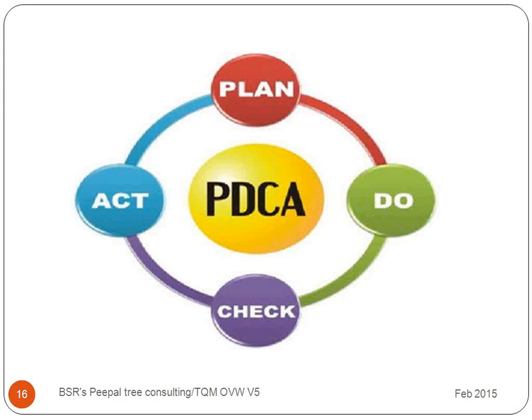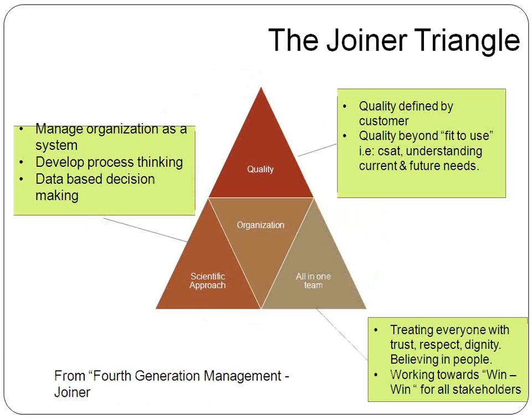Every aspect of TQM in every process therefore centers around how well we execute the plan, do, check, act cycle in whatever we are doing. Another way to look at it is from Fourth Generation Management by Brian Joiner, who is one of the topmost management gurus in the US.